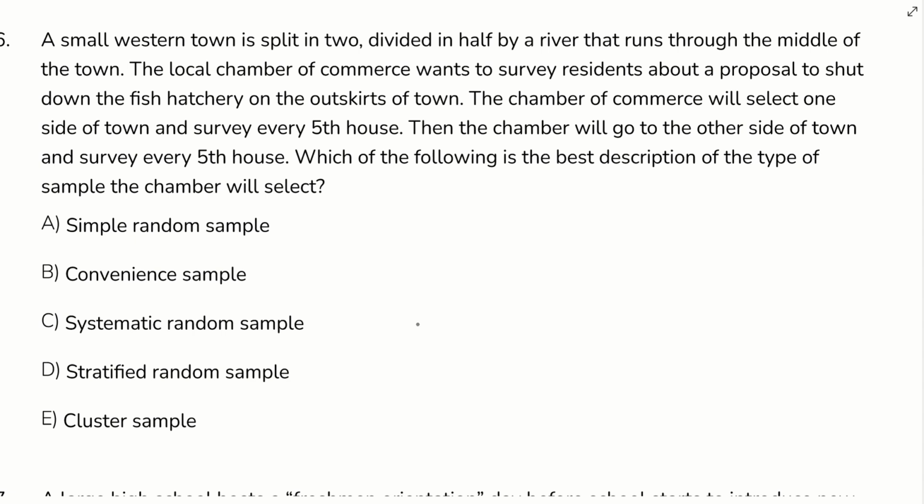The chamber of commerce will select one side of town and survey every 5th house. Then the chamber will go to the other side of town and survey every 5th house. Which of the following is the best description of the type of sample the chamber will select? Okay, so again, try to choose an answer before I reveal the answer. But here we're selecting one side of town, surveying every 5th house. So that has to be a systematic random sample.